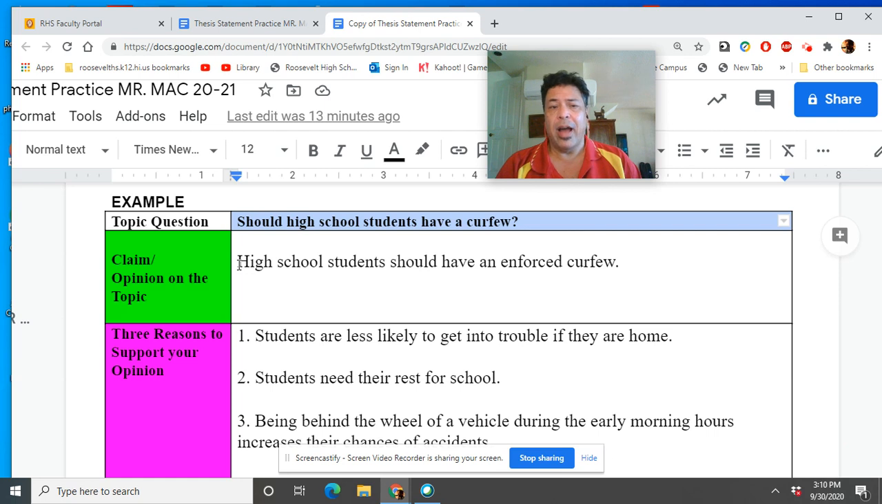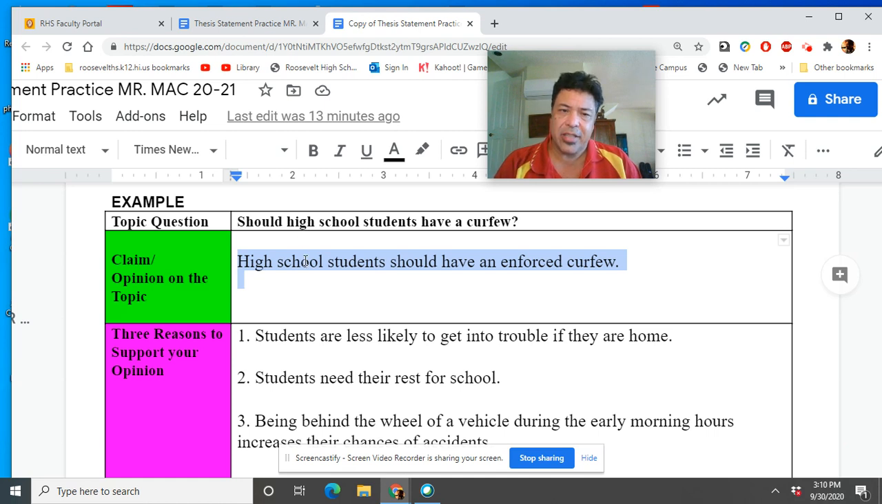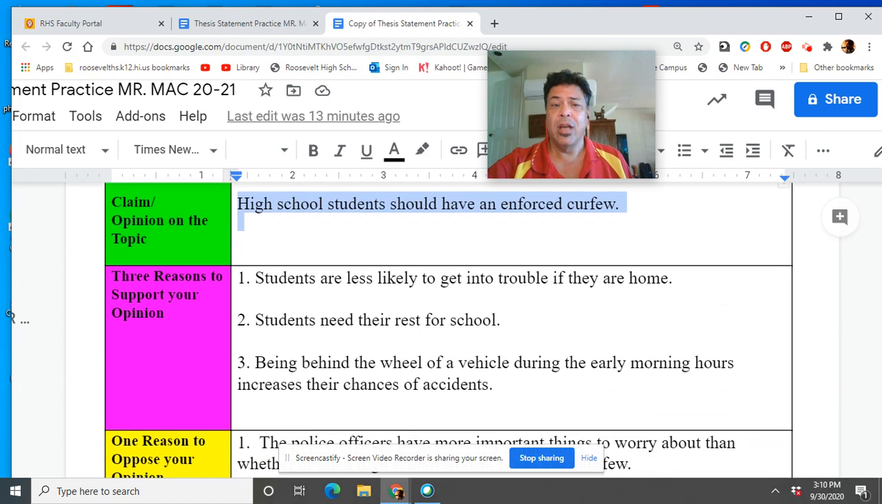So here we go. High school students should have an enforced curfew. You see how easy it was to take that statement from the prompt. Should high school students have a curfew? Well, if you think so, you just go, high school students should have an enforced curfew, or should not. If you take the other side, should not have an enforced curfew. Okay. What are some reasons?